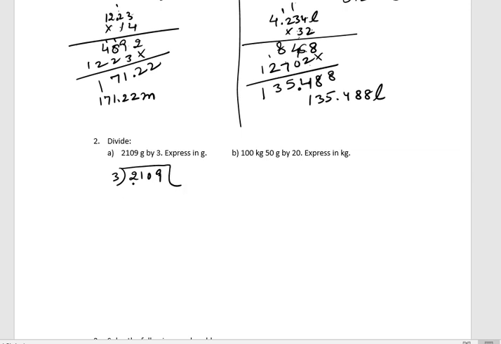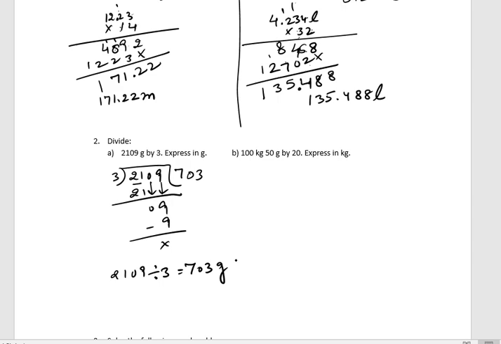So 2 is less than 3, so we have to take 2 digits. 2 7s are 21. Subtract, you will get 0. Bring this 0 here. 0 is less than 3, so we will be putting 0 here. Bring this 3. 3 3s are 9. So subtract, 0 is the answer. So when we divide 2109 by 3, we are going to get 703 grams. I hope it is clear.